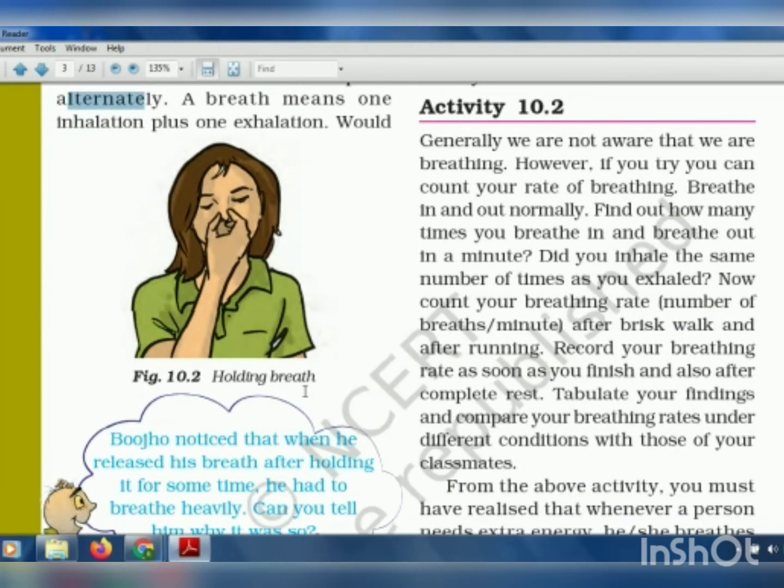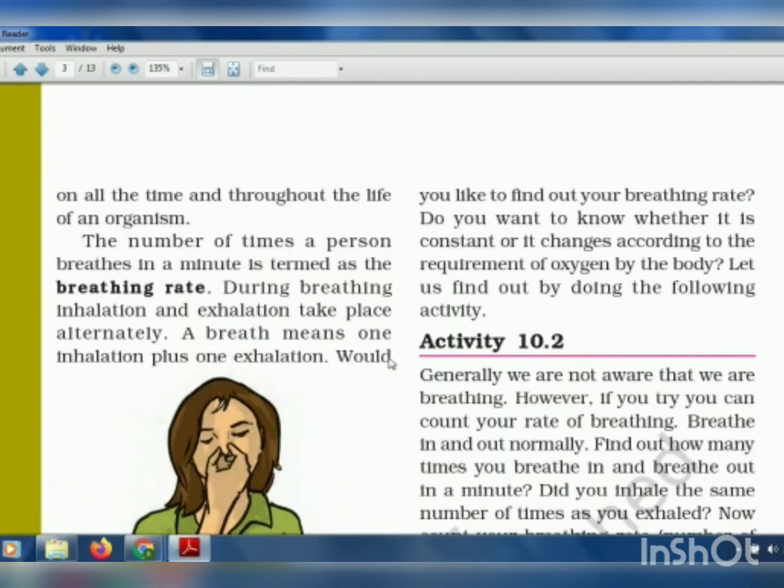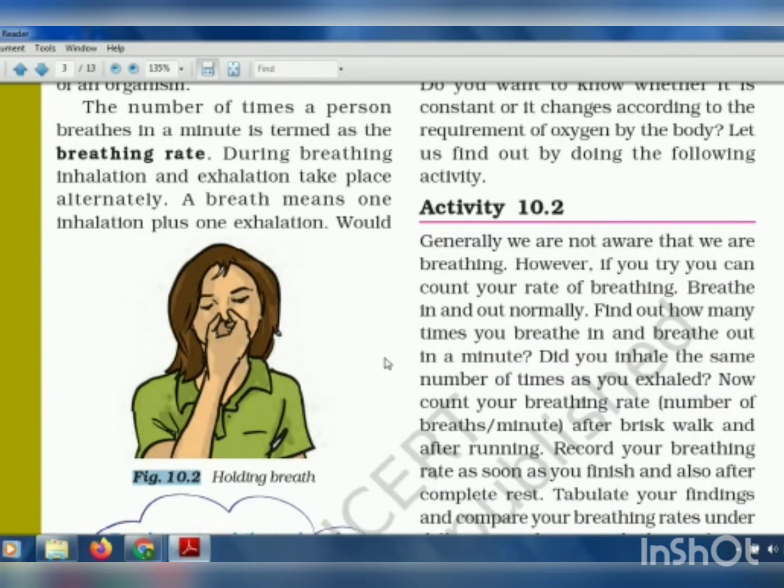So this activity, figure 10.2, shows you how you can count your breathing rate. What you have to do is take a deep breath, and then on the watch you have to keep a count and see how many times in 1 minute you inhale and exhale. Then you'll come to know your breathing rate.